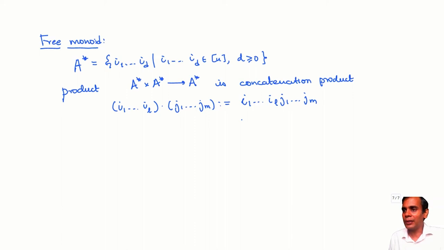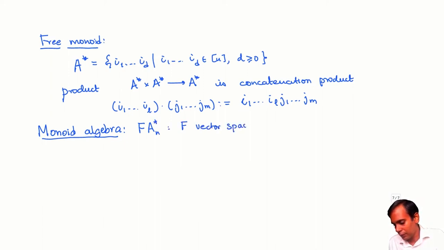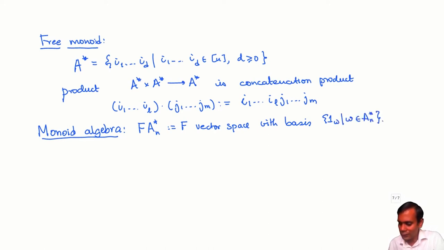When you have a monoid like this, you can define an algebra. So we'll define the monoid algebra. I'll call it a ring, actually. I'm using the word algebra to denote a ring whose additive abelian group is actually an F vector space and whose multiplication is F bilinear. So you have this monoid algebra, F A_n star. This is an F vector space with basis, let me give names to those things, 1 sub w, where w is a word in A_n star. Essentially the basis of this vector space is indexed by elements of the monoid A_n star.